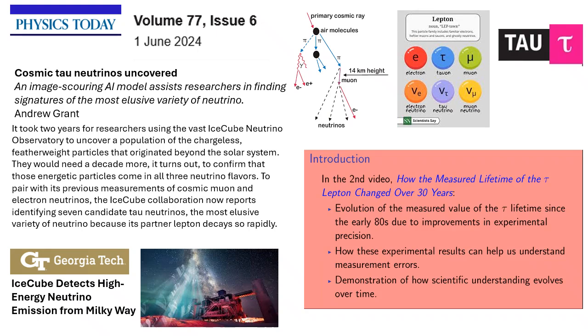In the second video, which is entitled How the Measured Lifetime of the Tau Lepton Changed Over 30 Years, we'll look at the following. First, the evolution of the measured value of the tau lifetime since the early 80s, which is due to the improvements in experimental precision. Second, how these experimental results can help us understand measurement errors. And third, a demonstration of how scientific understanding evolves over time.